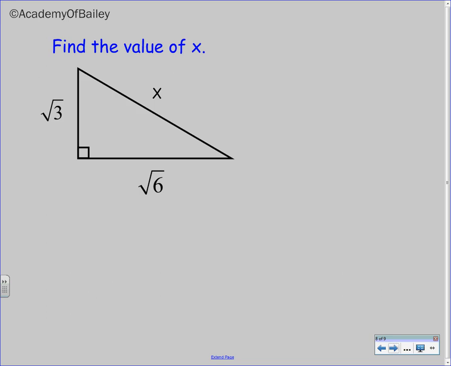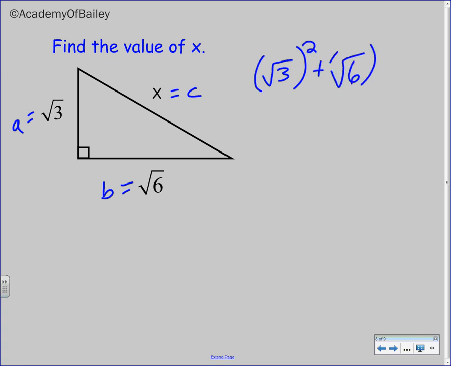All right, find the value of x. This is Pythagorean theorem. A squared, well, we know this is a leg and this is a leg, so the hypotenuse is going to be x. So we're going to say the square root of 3 squared plus the square root of 6 squared is equal to x squared.